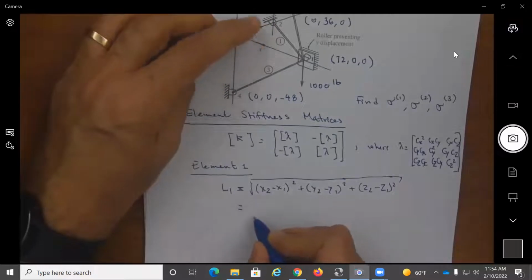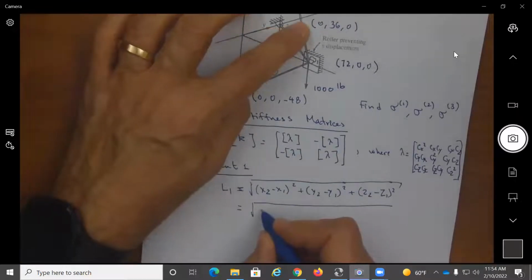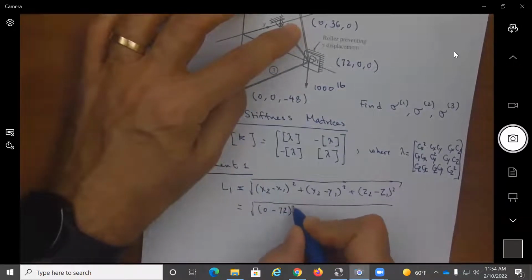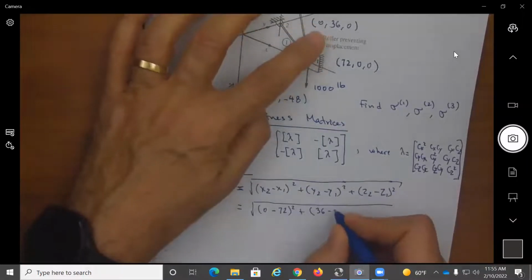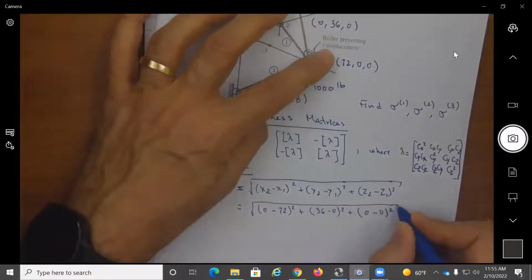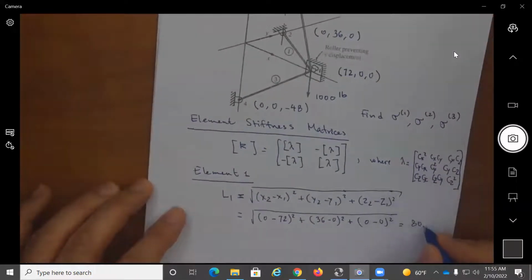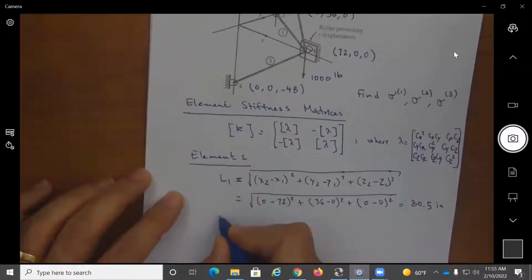This is equal to the square root of x2, I have a 0, minus x1 is a 72 squared, plus y2 is a 36, minus 0 squared, plus z2 is a 0 minus 0 squared. When I do the numbers, I get here 80.5 inches. Next, we want to find Cx, Cy, and Cz.